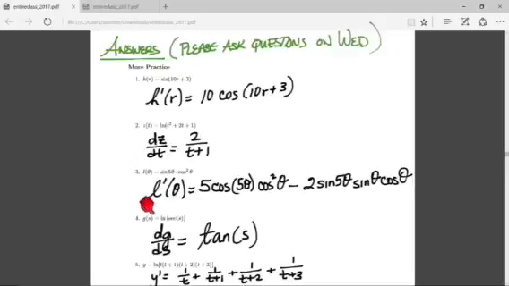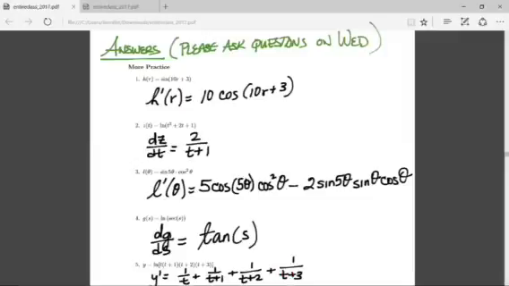The derivative of the natural log of secant of s is surprisingly beautiful. It ends up being tangent of s. And finally, the derivative of the natural log of the product t times t plus 1 times t plus 2 times t plus 3 equals 1 over t plus 1 over t plus 1 plus 1 over t plus 2 plus 1 over t plus 3.